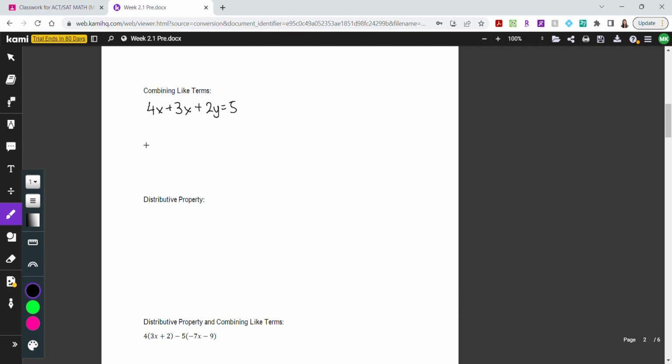So we can do 4x plus 3x, which would give us 7x plus 2y, right? We're just writing 2y because we did not do anything to it, so we're just dropping it down. And same thing with 5, right? So once we combine the like terms, we get 7x plus 2y equals 5. Now, if you notice, 4x plus 3x are on the same side of the equation. They're both on the left side of the equation. So that means we would just operate on it like usual.